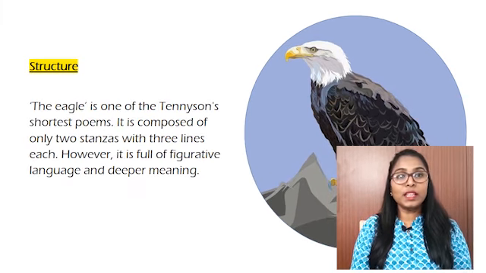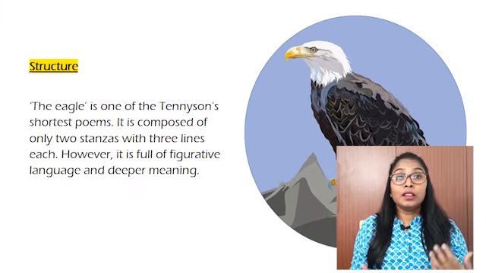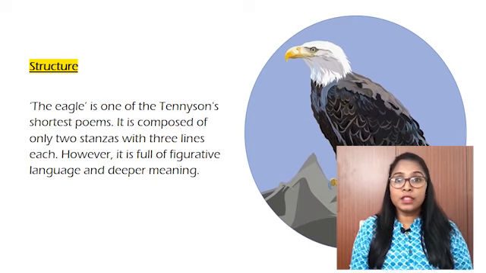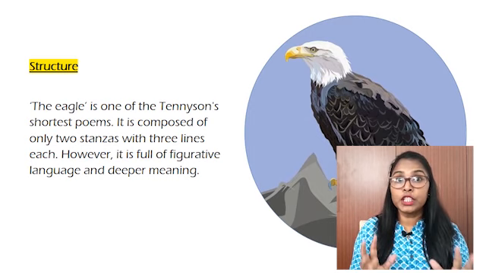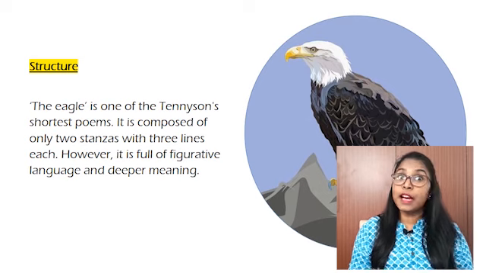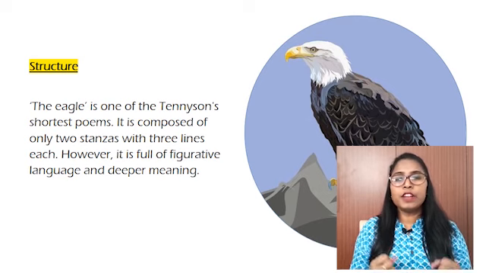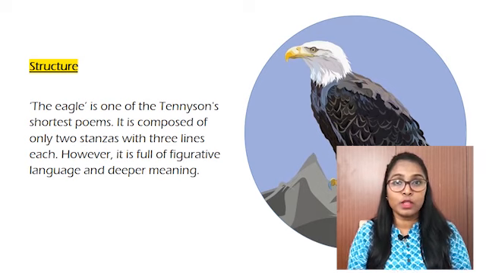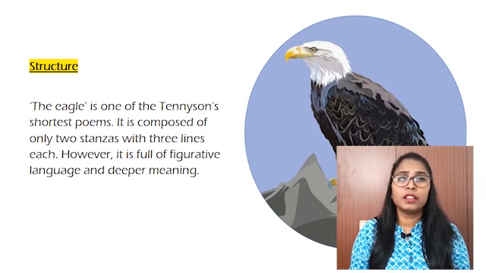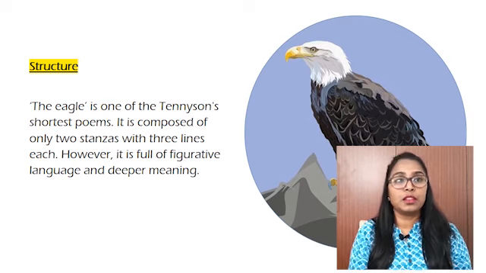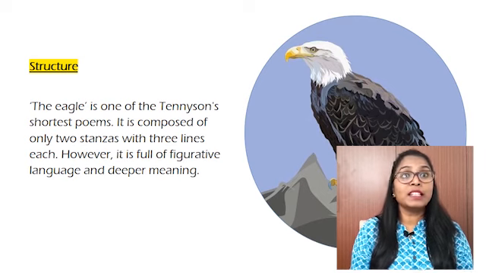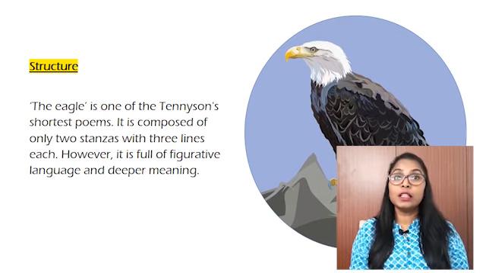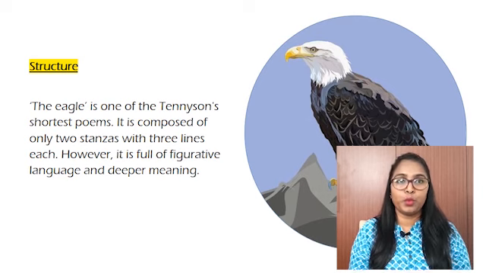Now let's have a look at the structure of the poem. The Eagle, written by Lord Alfred Tennyson, is one of the shortest poems, but instead of that, it is a very powerful poem which has got a lot of figurative language, and it has a very deeper meaning. Now let's understand why it is figurative. So we are going to look at the literary devices used in the poem.